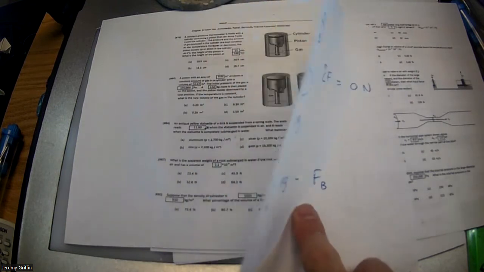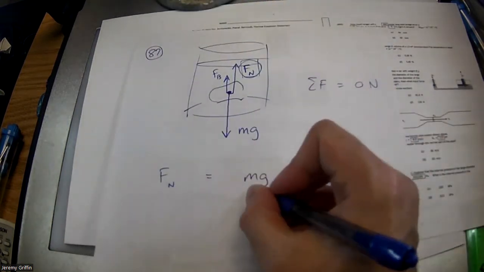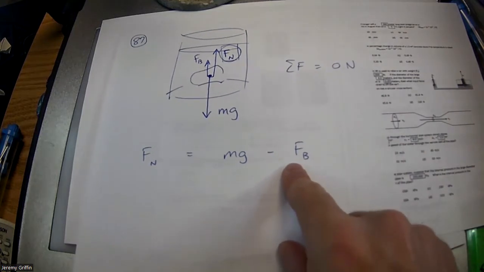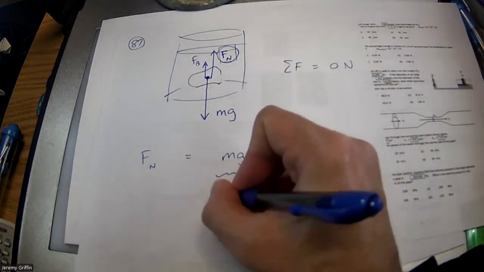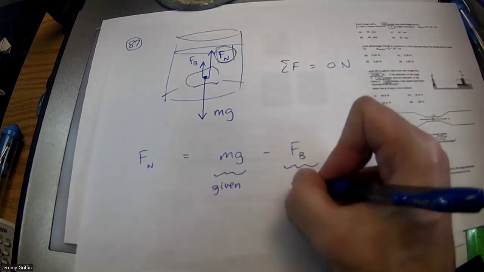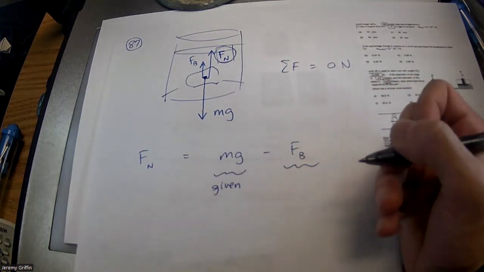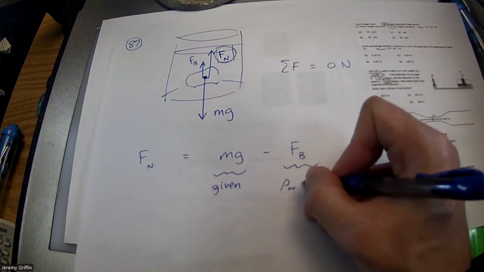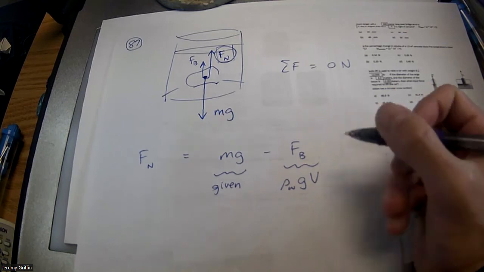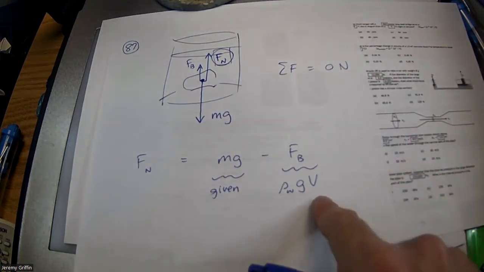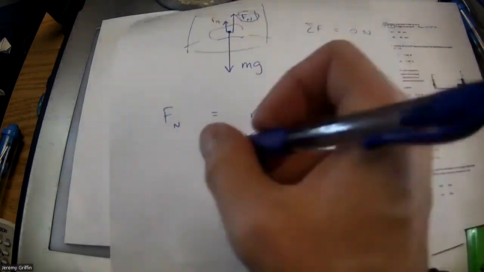Okay, what did I get? Actually, I told you this number right here, I told you how many newtons that was. That was given. Now, buoyant force, isn't that equal to rho g V, Archimedes' principle? That's the density of water, not the density of the rock, times the gravity field times the volume displaced, which would be the volume of the rock because the entire thing is submerged, sunk to the bottom.